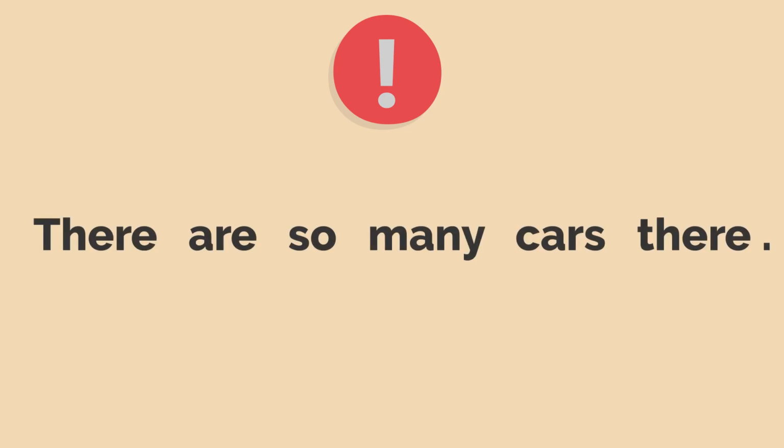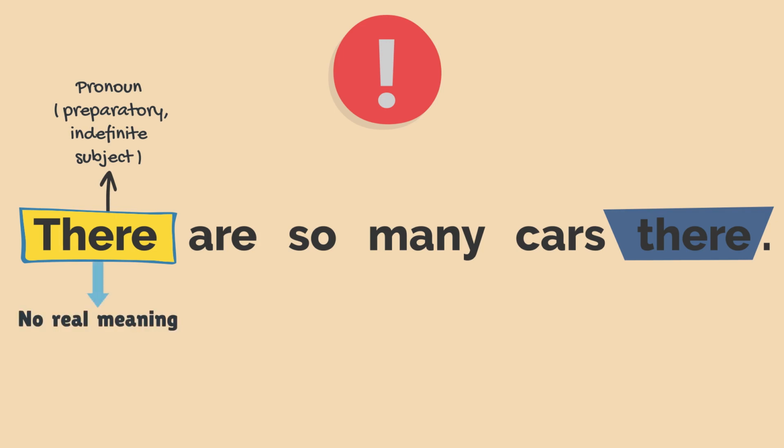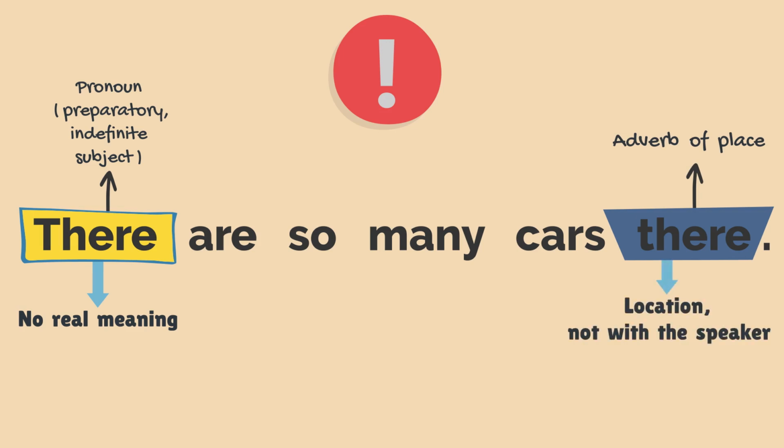Can we have there twice in a sentence? It is possible. There are so many cars there. The first there is a pronoun, which means the indefinite subject with no real meaning, while the second there is an adverb of place, which means the location, not with the speaker.